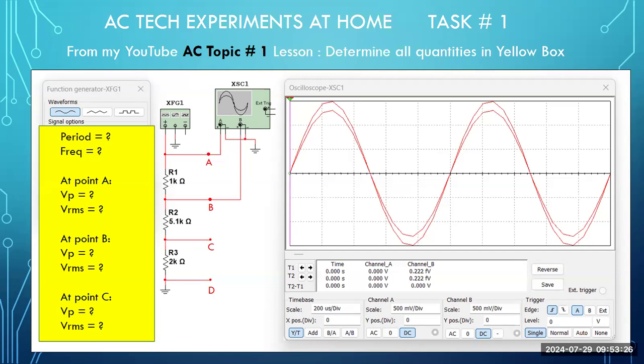And I showed you in AC topic number 1 video how to read an oscilloscope display. So if you don't recall, review the previous topic video and you'll get a good handle on this. But if you've been following the sequence of videos, this should be a piece of cake for you.